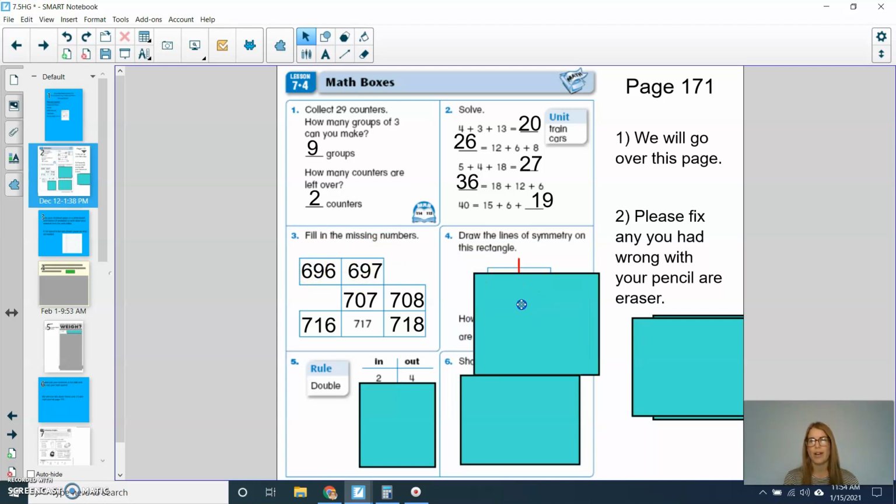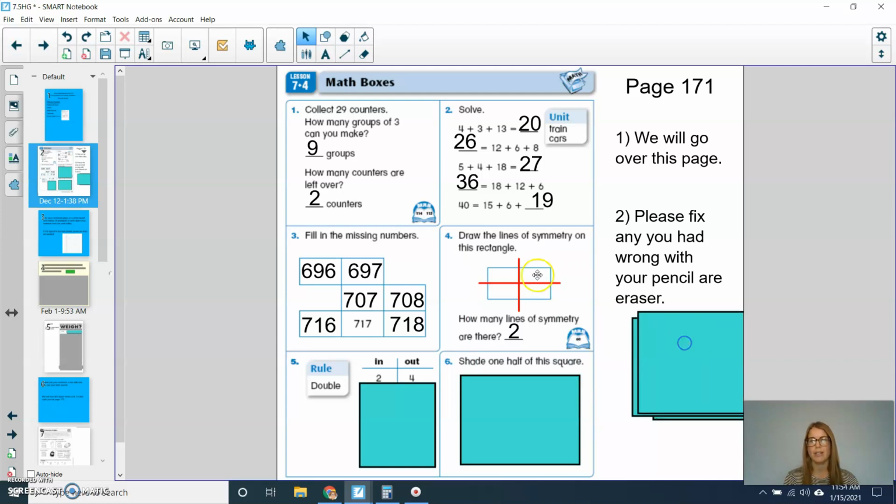For question 4, draw the lines of symmetry on the rectangle. Our rectangle is going to have 2 lines of symmetry, so you should have divided it going in half vertically and going in half horizontally.